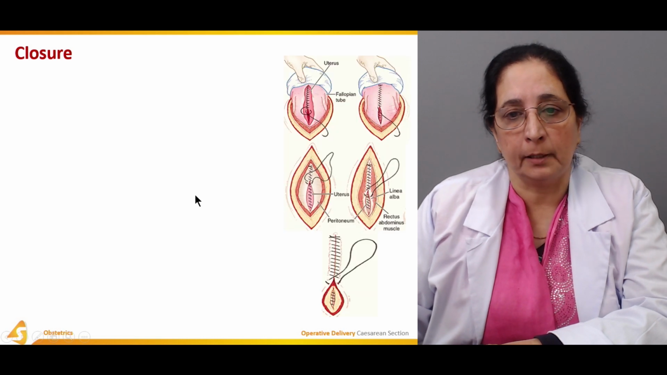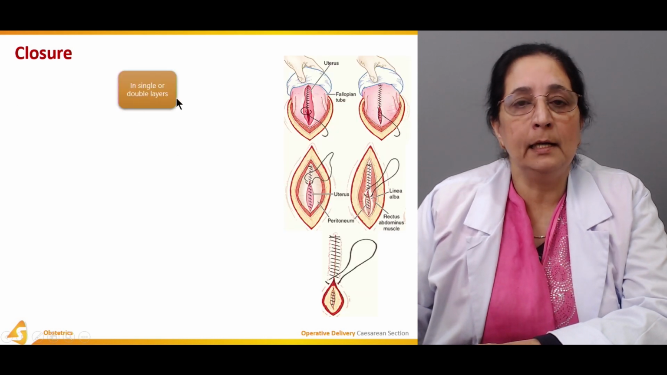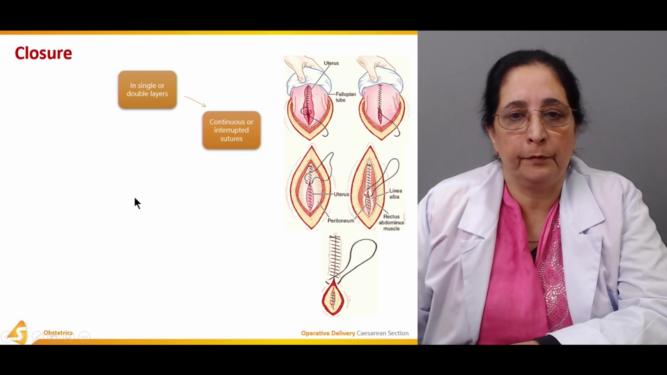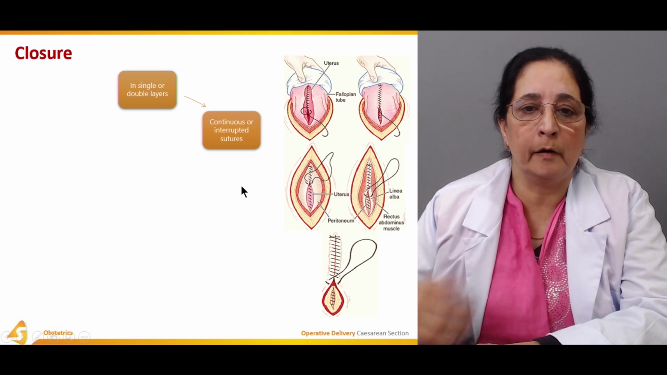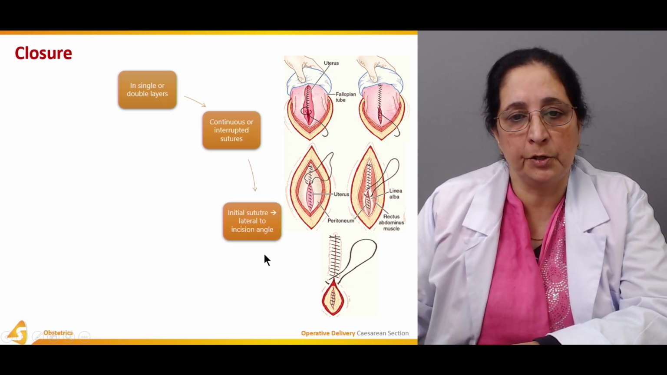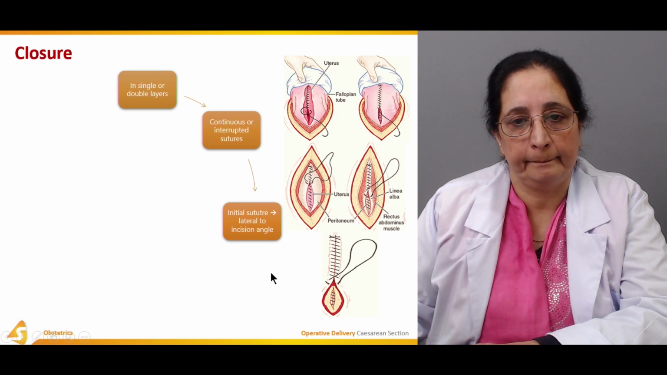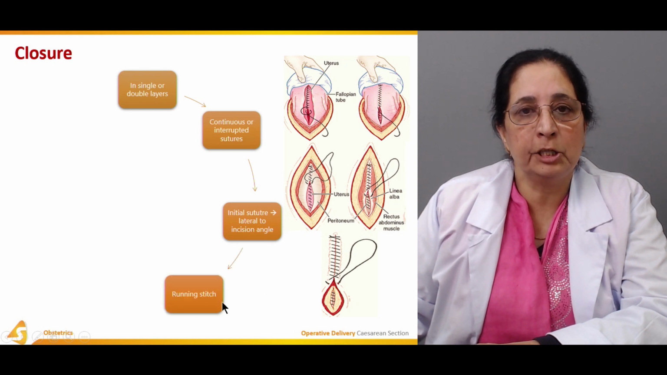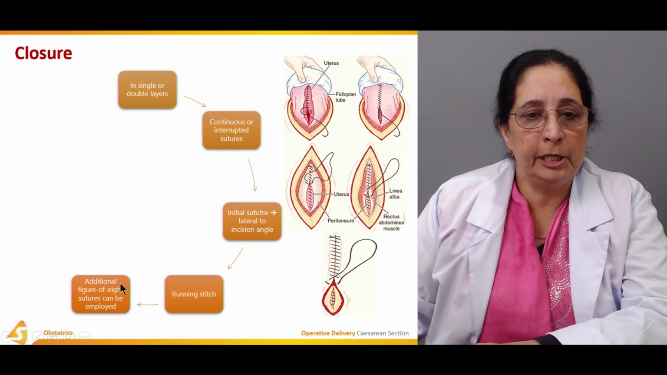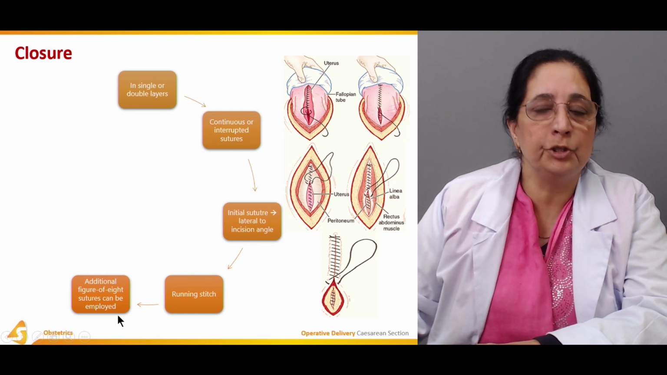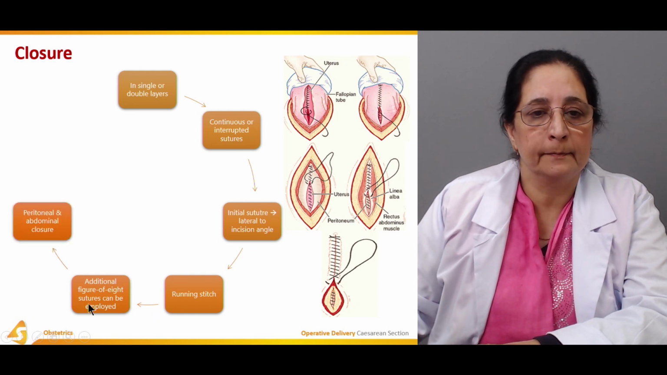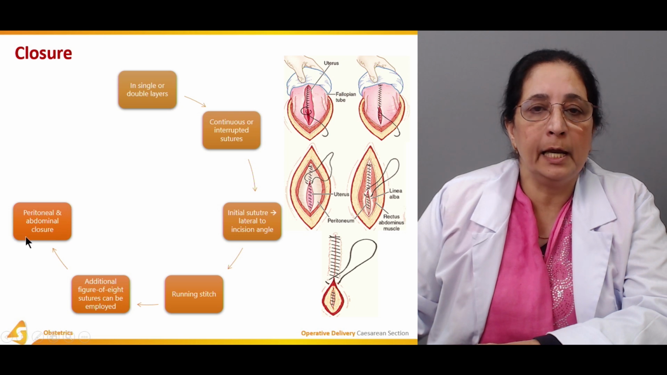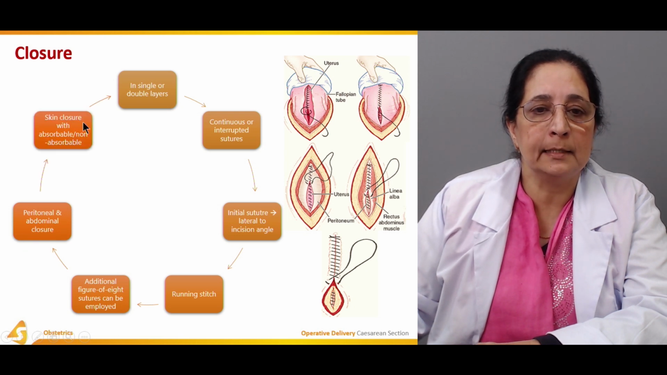Then the closure. In single or double layer, closure is performed. Continuous or interrupted sutures are used. The initial suture is given lateral to the incision angle. Running stitch. An additional figure of 8 suture can be employed. Then peritoneal and abdominal closure and skin closure.